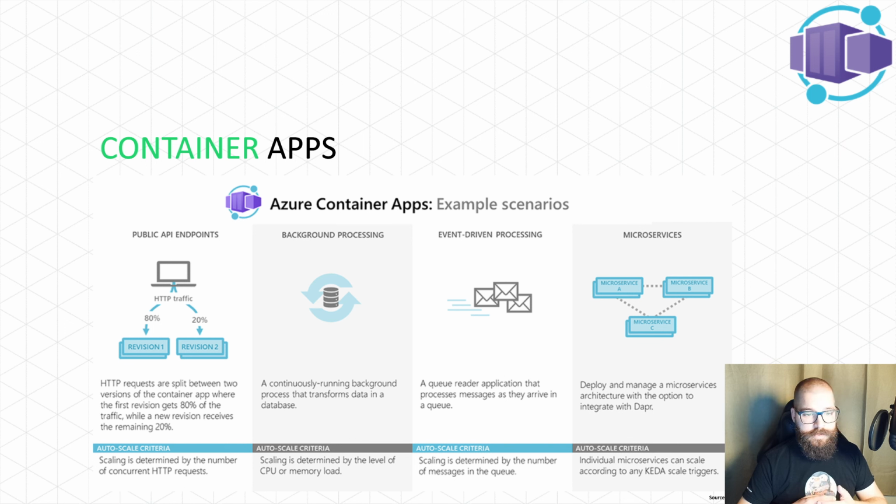The third one is event-driven processing, which means you can scale the container app based on the amount of messages you have in a queue. And the last scenario is service-to-service communication between them using Dapr.